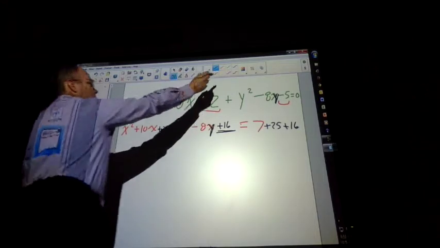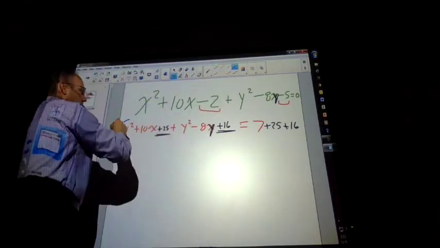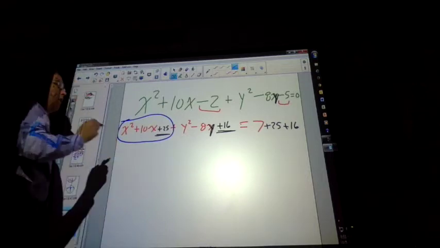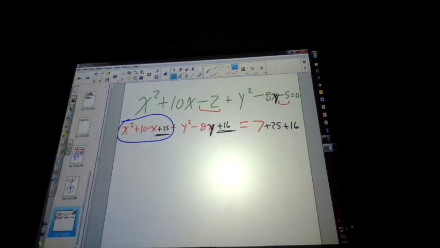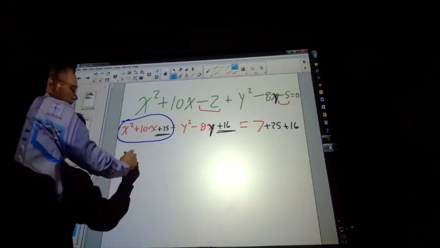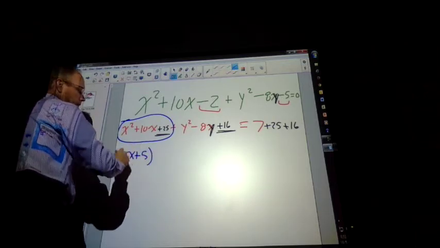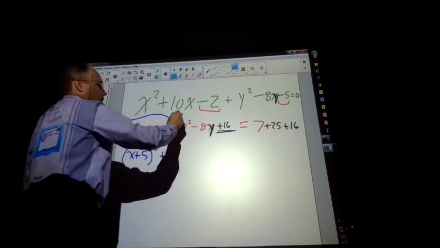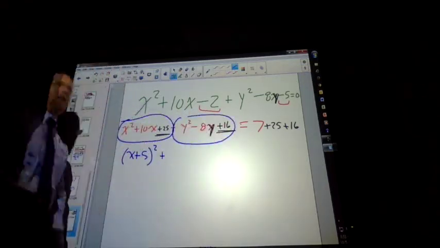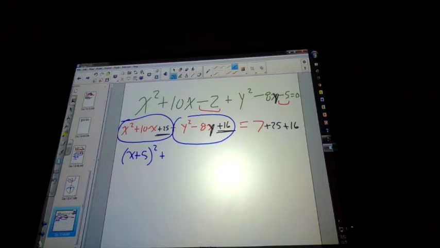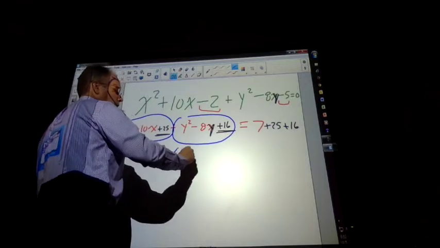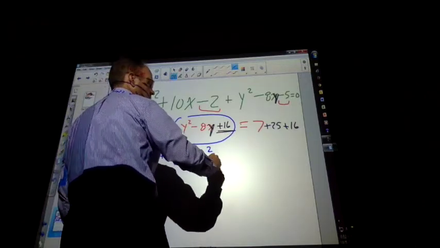So this portion here is a complete square. What times what gives me x squared plus 10x plus 25? x plus 5 and x plus 5, which is the same thing as x plus 5 quantity squared. Plus, what times what gives me y squared minus 8y? y minus 4 and y minus 4, which is y minus 4 quantity squared. Okay?